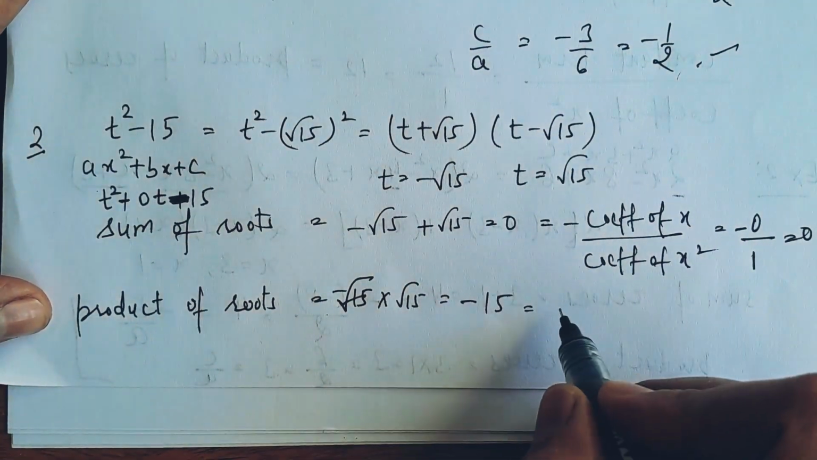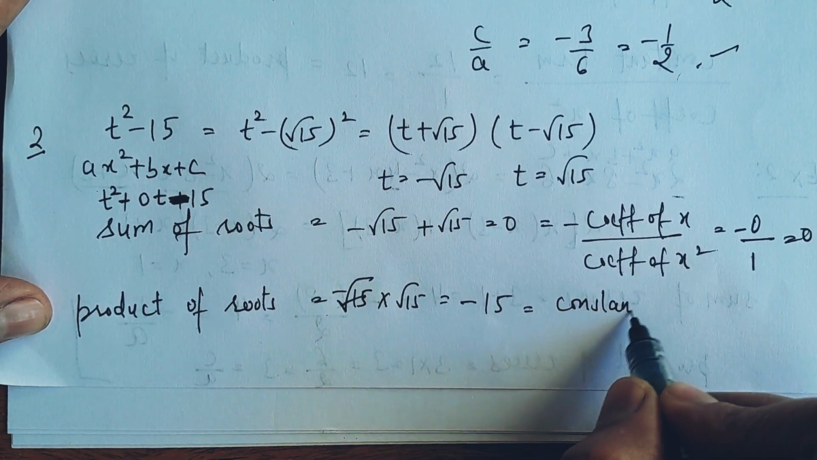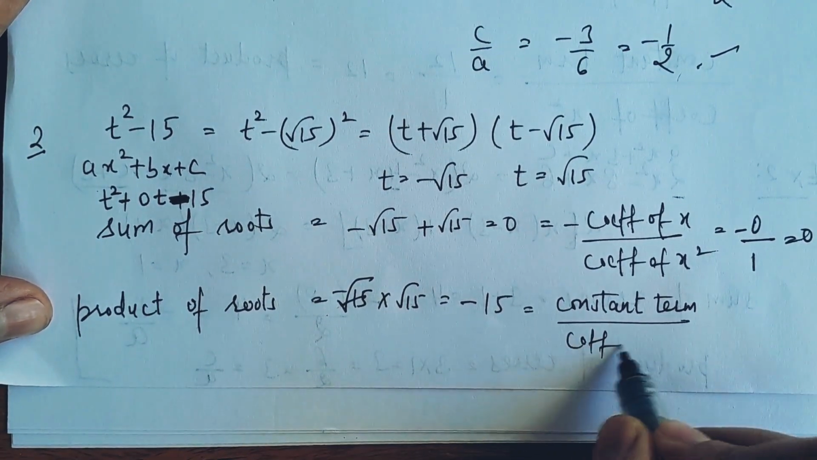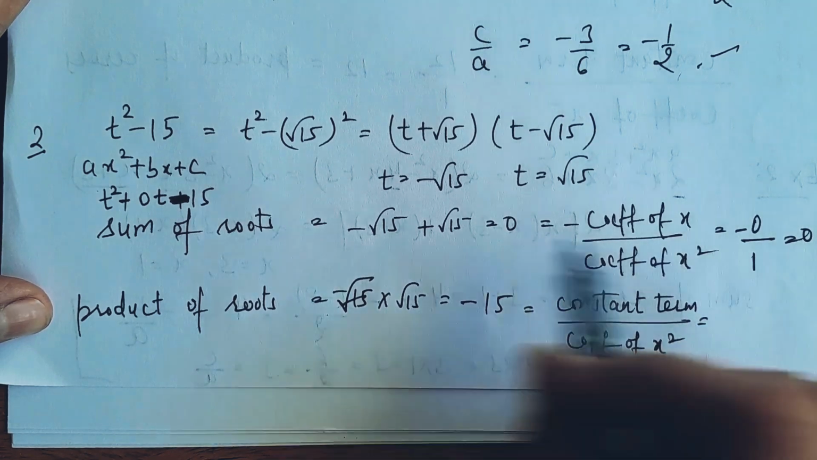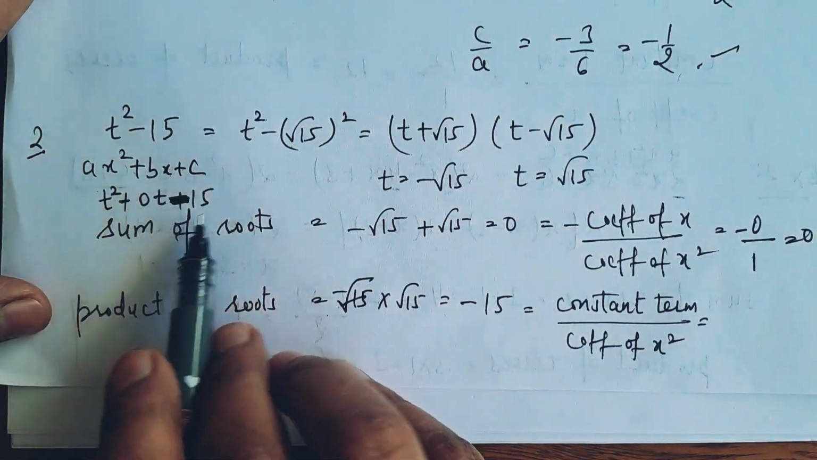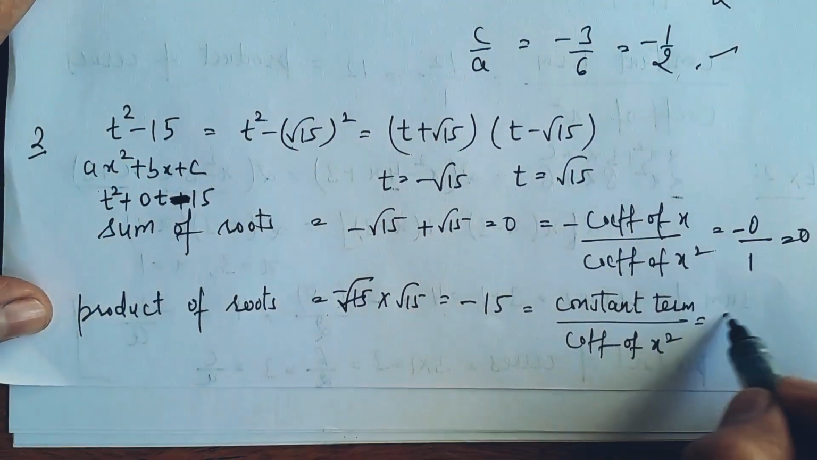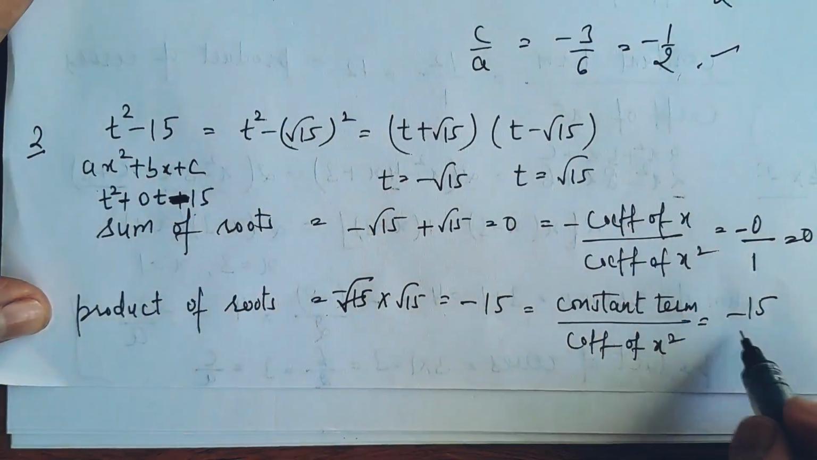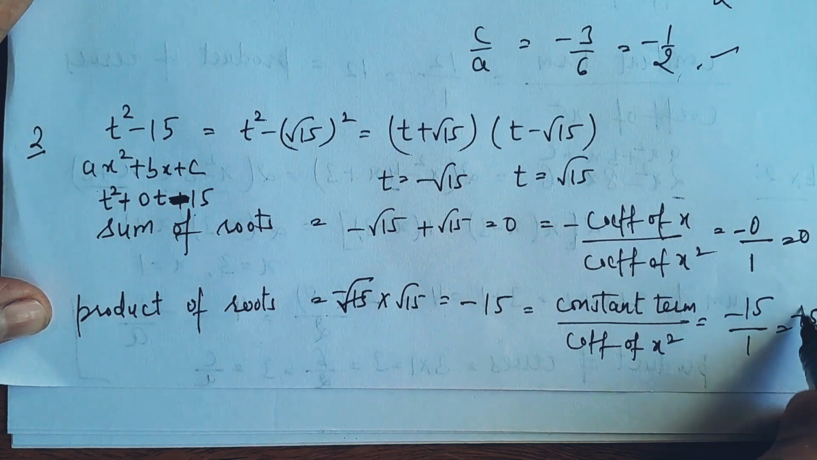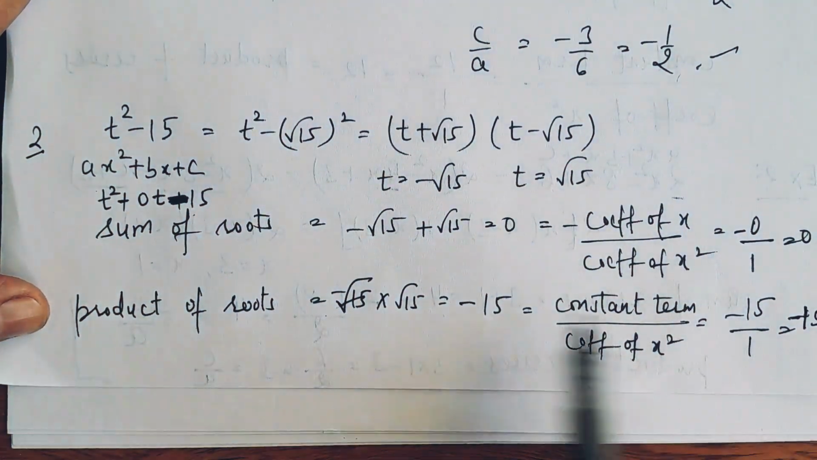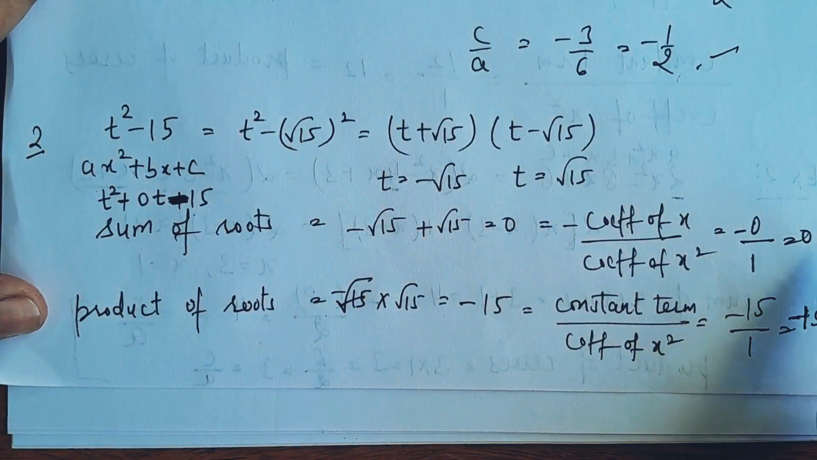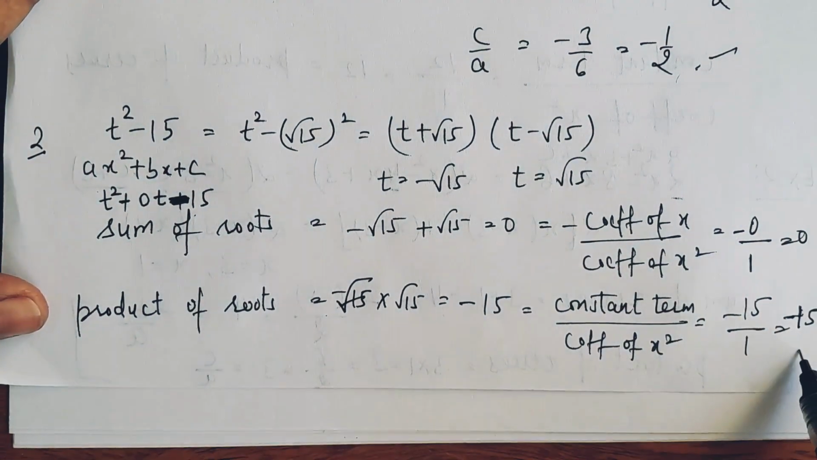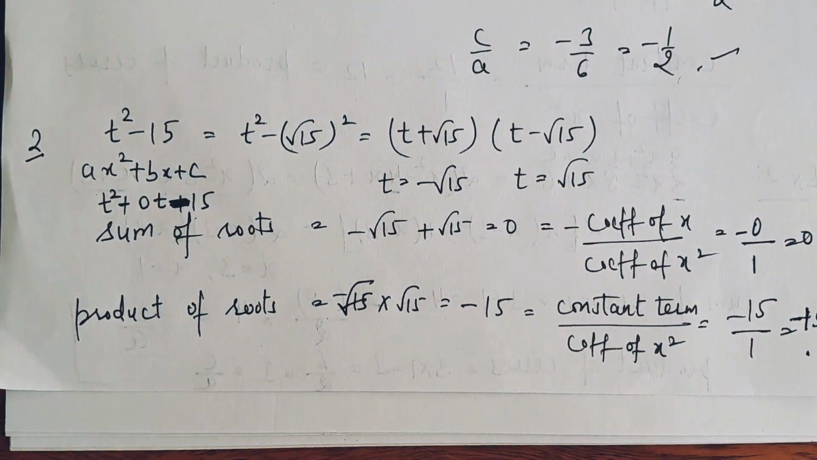And if you check by the rule, the product of roots is the constant term divided by the coefficient of x square. So the constant term is here minus 15. We will take the sign also along with it. C by a, that means minus 15, and a is 1 here. So minus 15 by 1, that means minus 15. So that's how we verify that the sum of the roots is equal to this, and the product of the roots also equals this. All right.